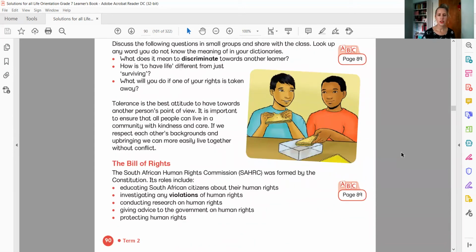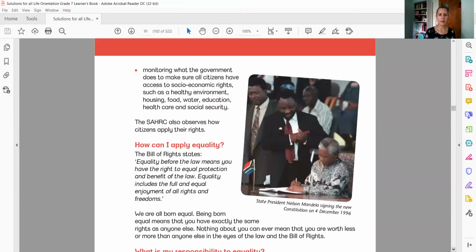Okay, so the Bill of Rights tries to educate South African citizens about what their rights are. They investigate any violations of human rights. Sorry, this is the SAHRC, South African Human Rights Commission. They use the Bill of Rights to conduct research on rights, to give advice to the government, and for protecting human rights. They also monitor what the government does to make sure that all citizens, this is a tongue twister, hey? Citizens have access to socio-economic rights such as a healthy environment, housing, food, water, education, healthcare, and social security.